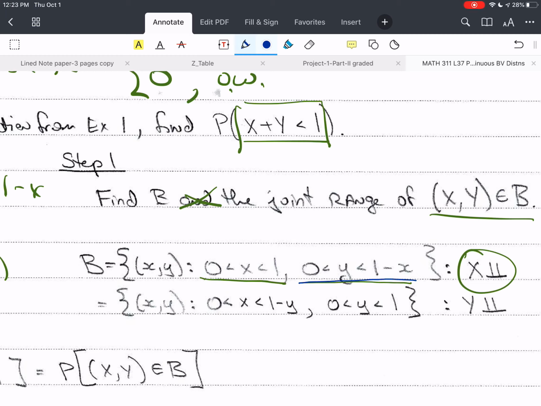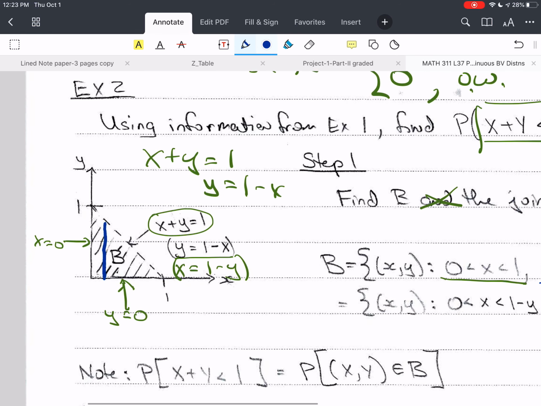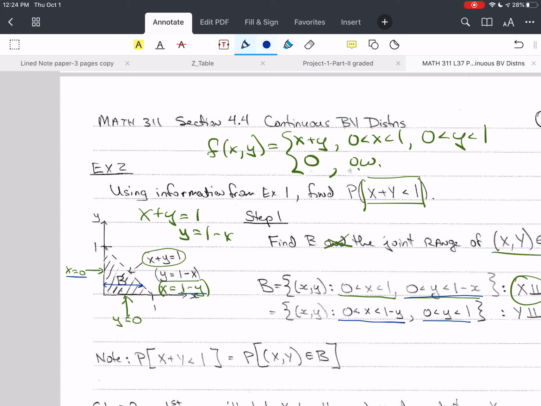Alternately, I can express y independently, and then I need to look at my picture and say, how would we integrate x? What is the range of x in this case? So x is going to go between these two lines. Again, the line over here is x equals 0, and this dotted line in terms of x is 1 minus y. And so that is how I express x in this case. Please remember that the probability that x plus y is less than 1 is the same as the probability that x and y are in B. These are equivalent. Okay?